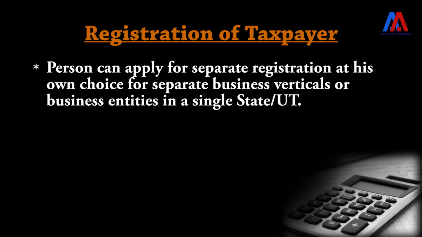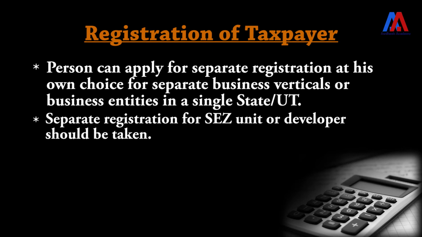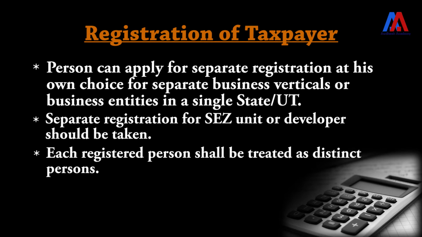A person has the option to apply for a separate registration at his own choice for separate business verticals or business entities in a single state or union territory also. That means if you are having multiple units, if you are having multiple business premises, then you have the option that if you want you can have separate registration for each such business premises. Then you have to take separate registration for an SEZ unit or the developer of SEZ. Then each registered person shall be treated as a distinct person. This is very, very important, that even though the legal person may be the same, but for the purpose of GST, each registered person will be a distinct person.